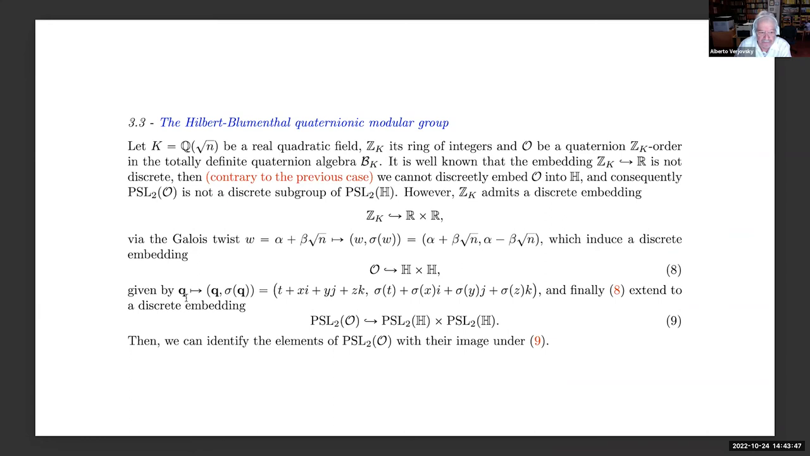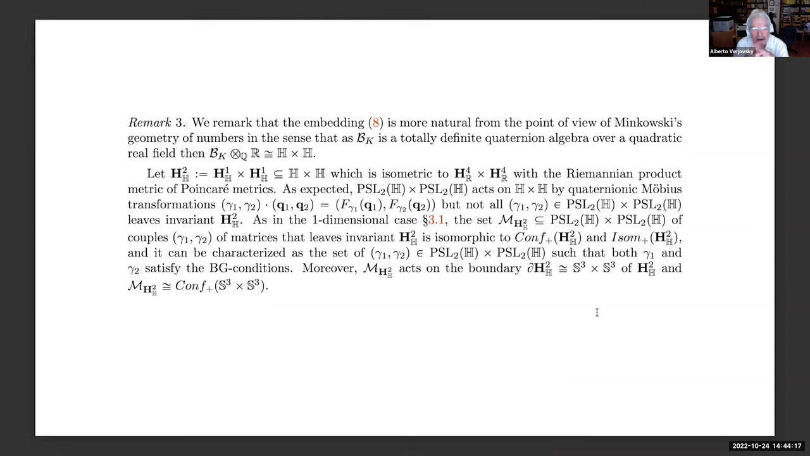And this is the formula. So any order embeds discretely here. And as a consequence, this group embeds as a discrete subgroup of the product of two copies of that. So here is a, b, c, d, and here sigma a, sigma b, sigma c, sigma d. You twist it by a Galois automorphism. Well, here I just recall the Minkowski. And now this group acts on this. And therefore, if you take this product of half spaces of dimension four, this group acts and gives you an orbifold of dimension eight.